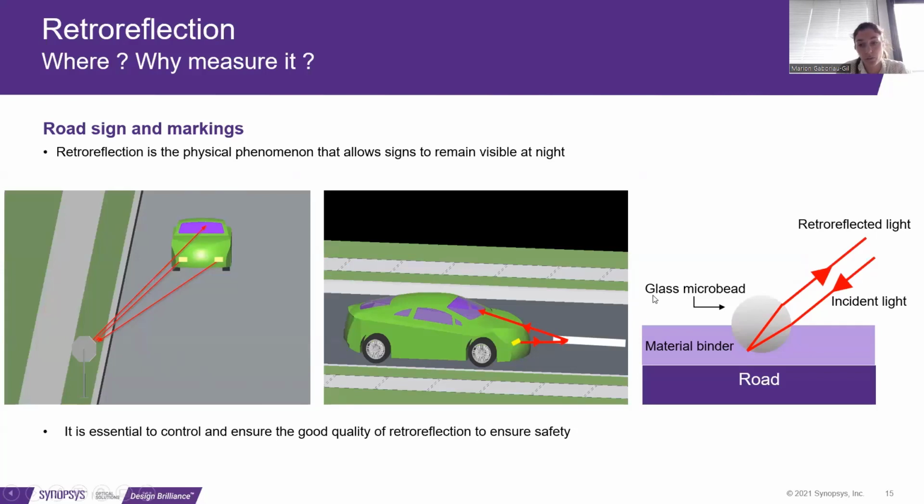Signs and marking are composed of retroreflective paint, which is composed of glass microbeads here, which permits to deviate the incident light and send it back in the same direction as the incident light. This kind of paint is mandatory for all categories of sign or mark. So you can easily understand that it's very essential to control and ensure the good quality of retroreflection to ensure safety. So it's important to be able to measure it, of course.